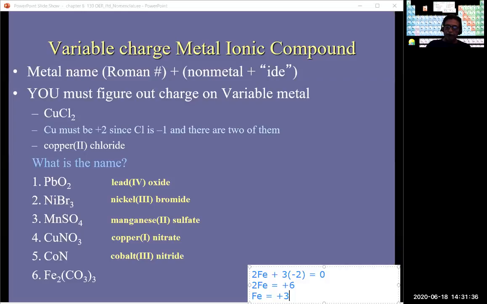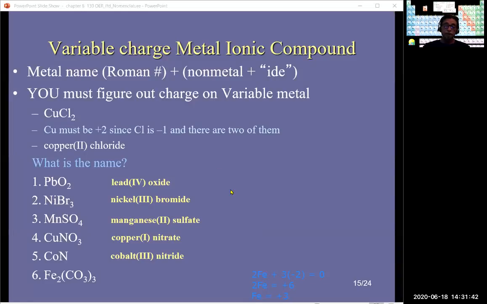And the CO3 is a carbonate. So the name of this compound has to be iron 3 carbonate. Okay. Now, when we were talking about the variable ones, remember we were combining them, where we were looking for a common number, and in the examples we did it was 6. Well, in this case, this also has a common number of 6.